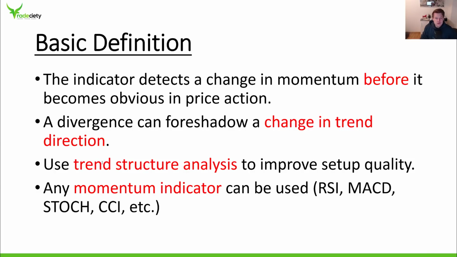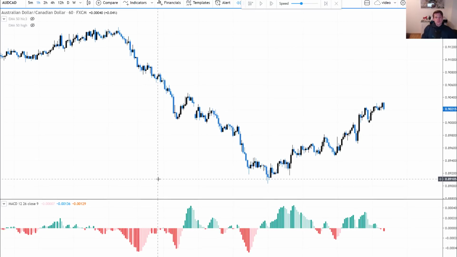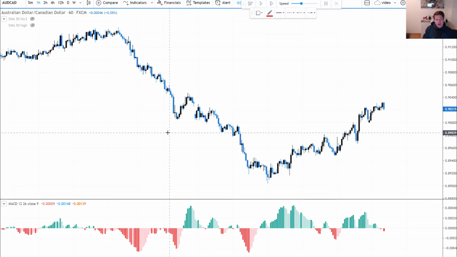And we're going to use trend structure analysis, so highs and lows and trend waves, to improve the setup quality of our divergences. And finally, you can use any momentum indicator, the RSI, the MACD, the stochastic, the CCI, or whatever, to find divergences. The most important thing is that we are looking for existing trends and very strong trends, because the best divergences happen after very long and extended trends.